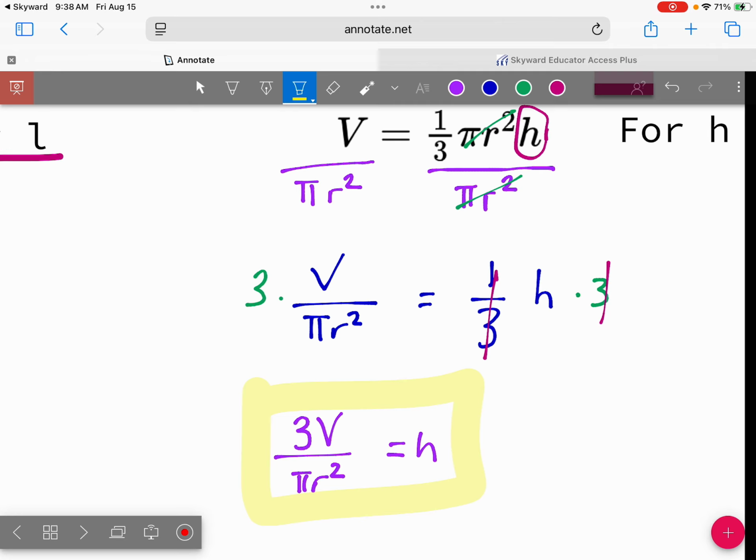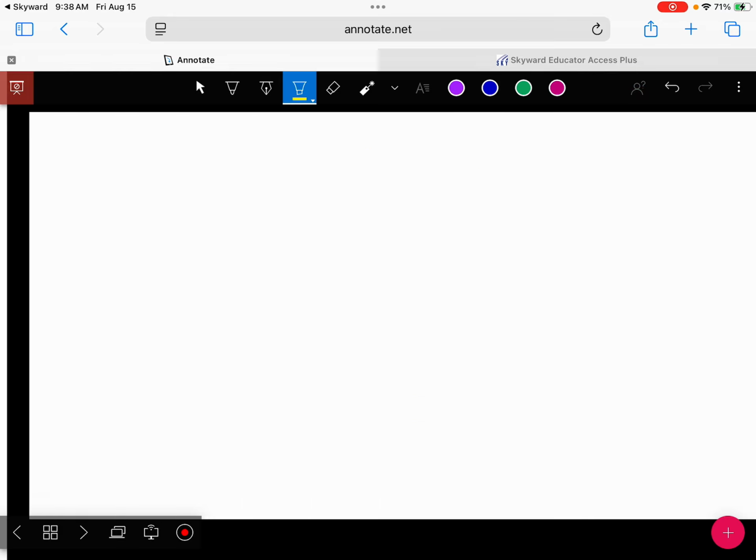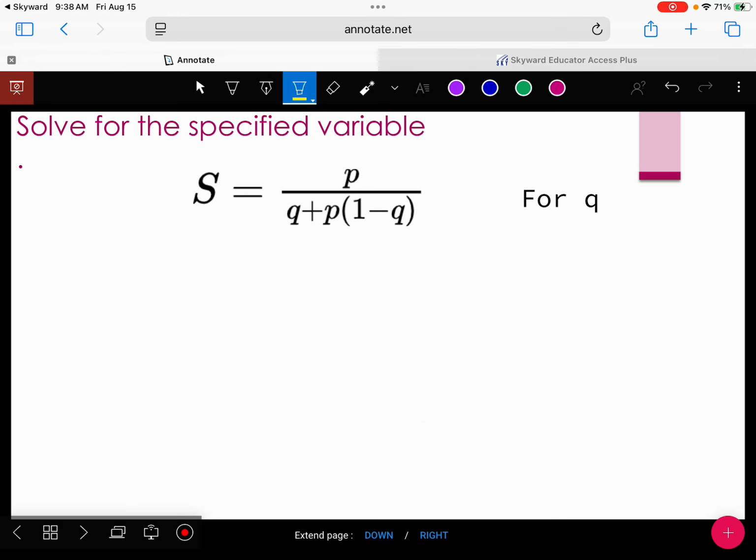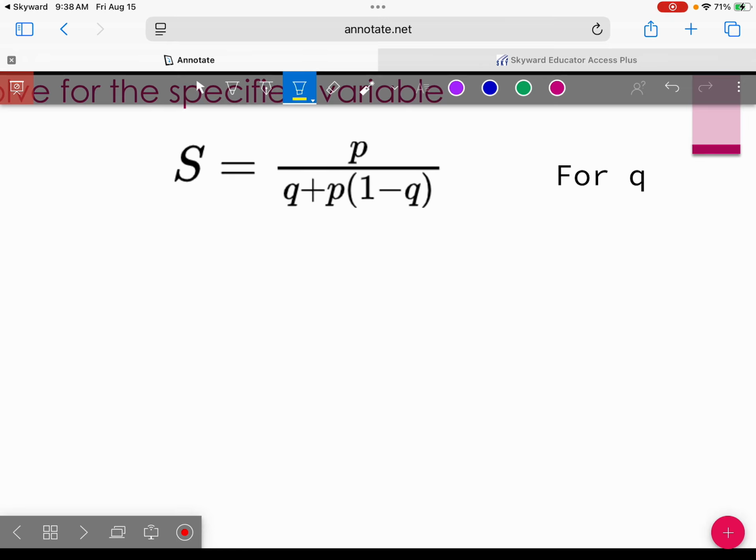I want to look at one more like this so that we can kind of see what's going on, because some of them are a little kind of gross. Like this one. So we are taking this S equals P over Q plus P times Q minus 1. Or 1 minus Q, sorry. And we want to solve it for Q. Means I want to get to a Q equals. Right now I've got Q's in denominators, and I have more than one Q. Gross.